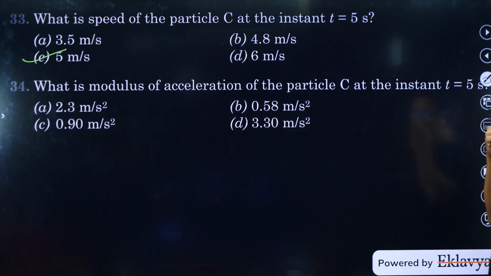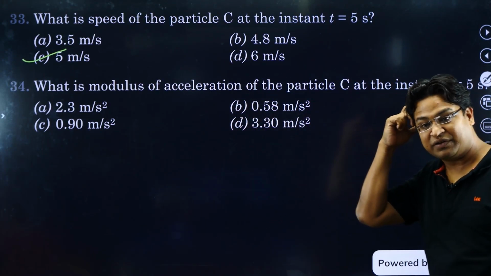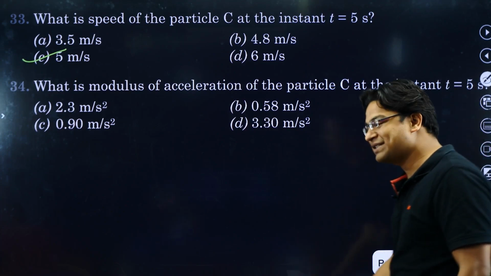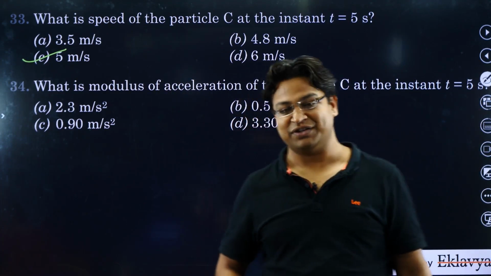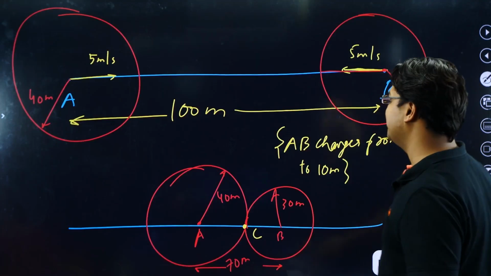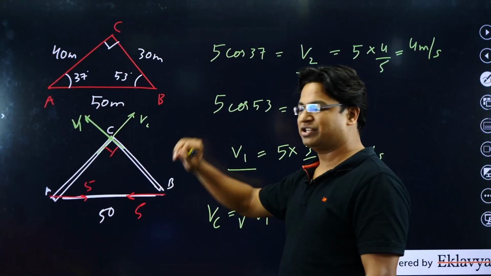Now the question says, what is the modulus of acceleration of the particle at this instant? Okay, now we are again discussing the same instant, but now we want to know the acceleration of C, not the velocity of C. We've already found the velocity of C. Let me go back to the velocity figure. So we want to find out the acceleration of C right now.